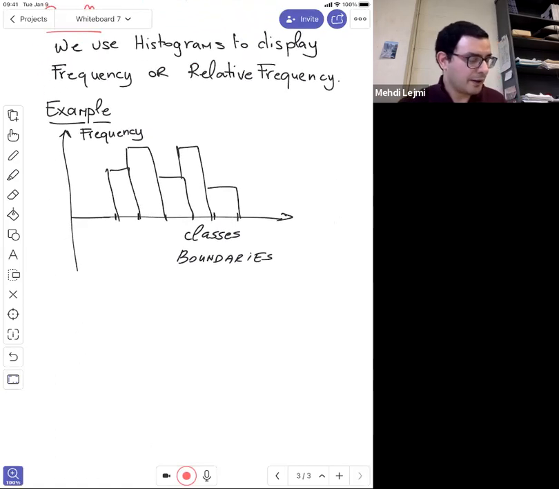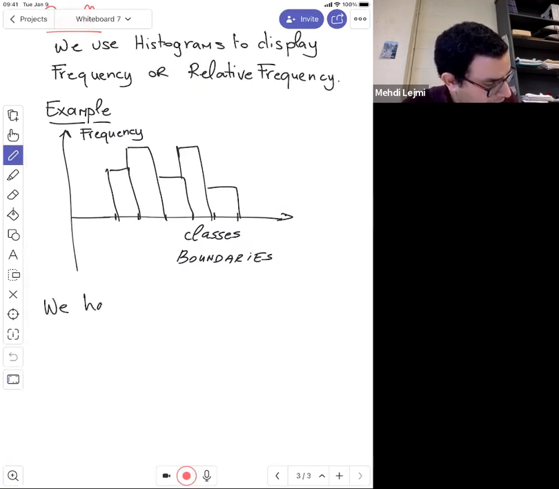Anyway, so now we're going to describe our histogram, and we're going to try to get some information from the histogram. That's our goal, to represent the data and get some information from the data. So we have to describe the histogram. We have different kinds of shapes. So we have the following shapes.